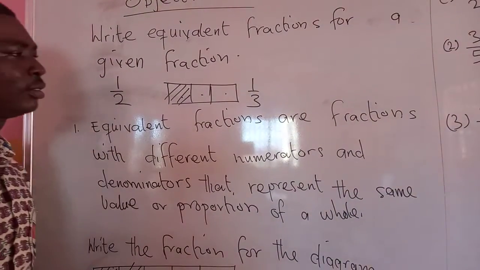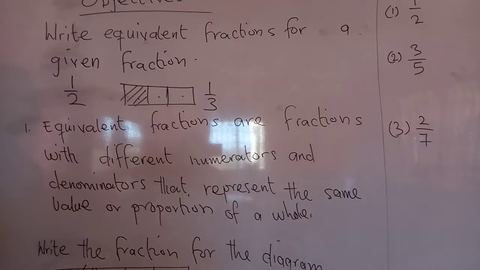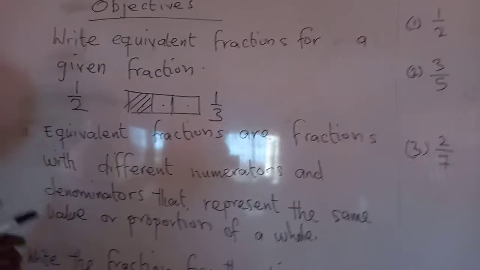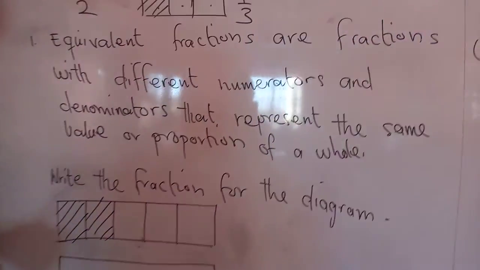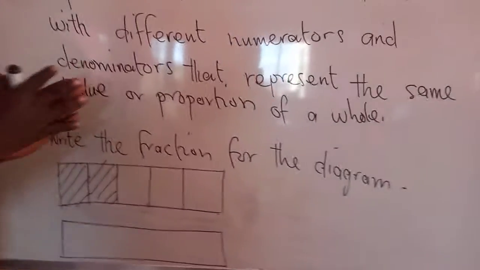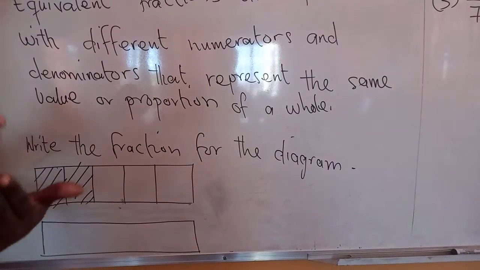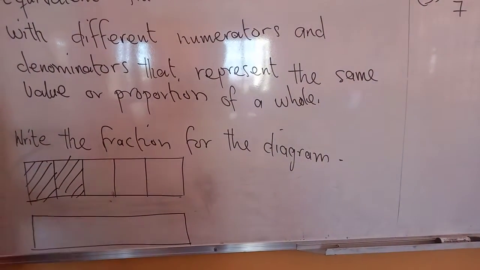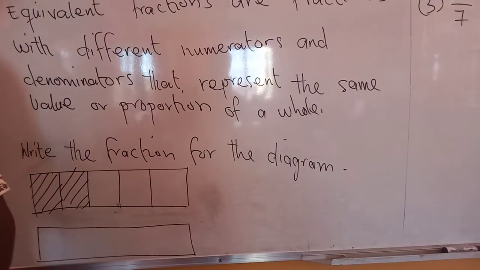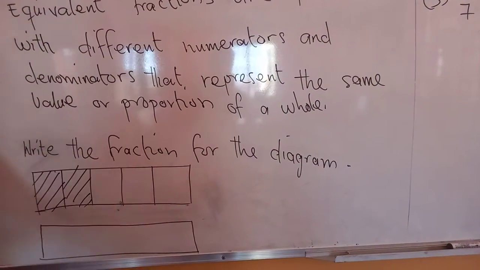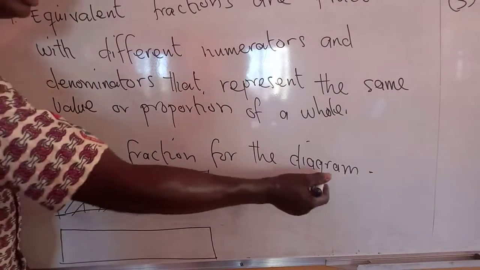So equivalent fractions are fractions with different numerators and denominators that represent the same value or proportion of a whole. Already we discussed that fraction is not up to a whole. So the proportion of a whole simply means part of a whole. So though we can find different denominators and numerators, it's the same thing. The value is the same. Okay.